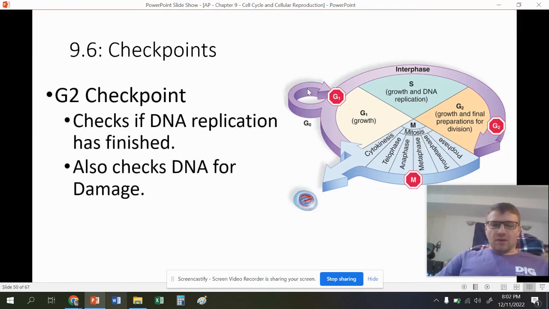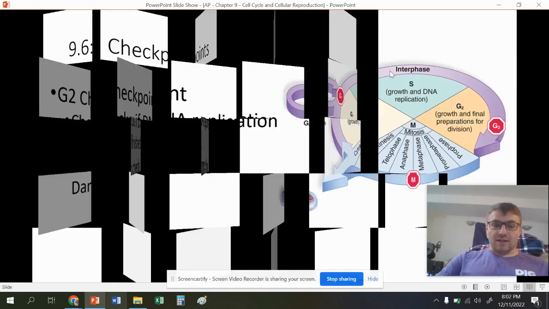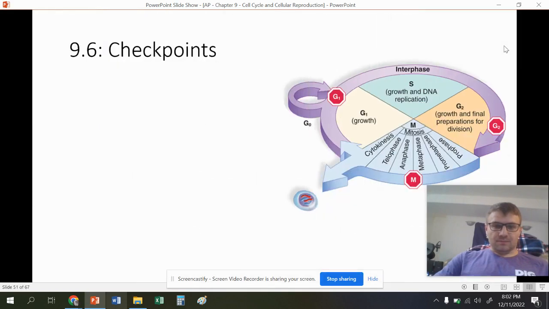In the G2 checkpoint, the cell is going to check to make sure that replication has occurred correctly. It's going to make sure that there's no DNA damage. And if there is DNA damage, it's going to try to fix that DNA damage. Because again, if the cell hasn't gone through replication or if there's damage, then the new cell is not going to have the right amount or the right DNA to survive. So it needs to either fix the DNA or go through something called apoptosis.